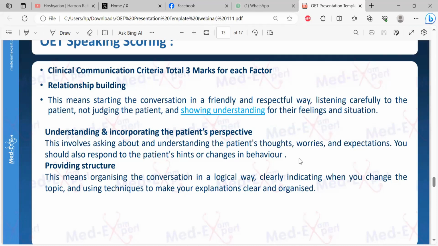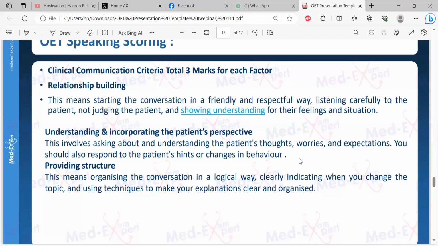Understanding and incorporating the patient's perspective. Let me tell you, if you follow the clinical communication criteria very carefully, although it carries fewer marks, still, if you follow these criteria very effectively, your OET speaking is past 1. Okay? Because what you have to do is just do what your patient is saying. You have to go with your patient's words.